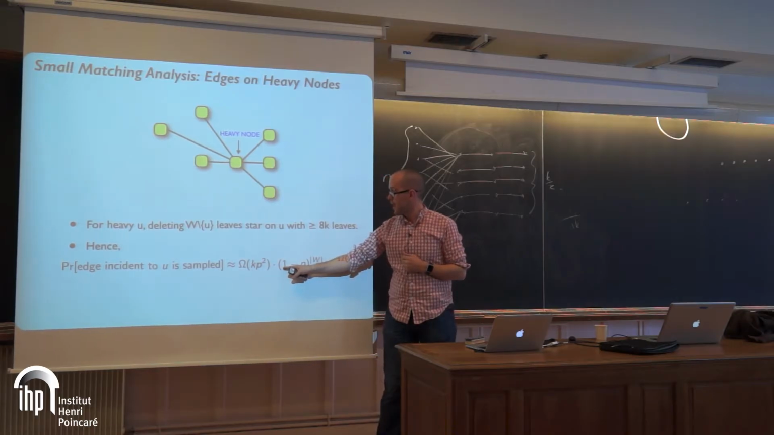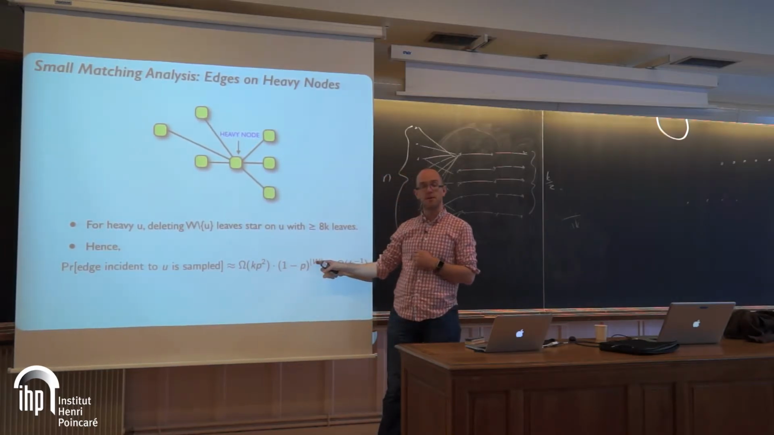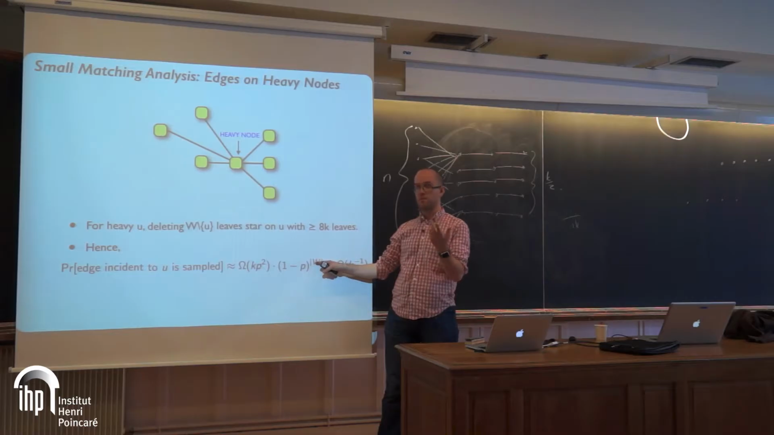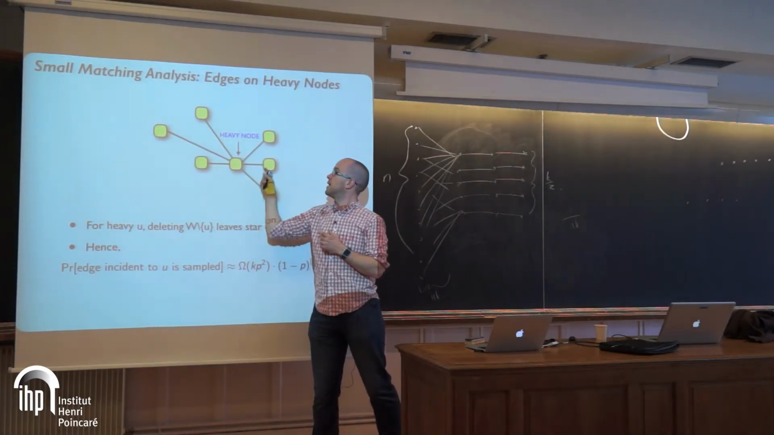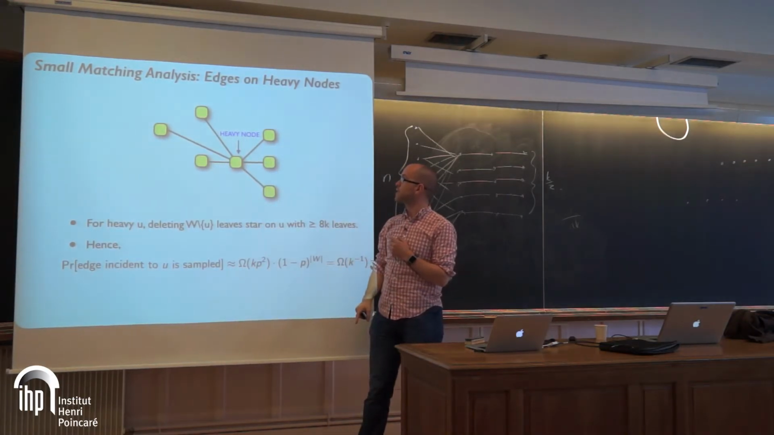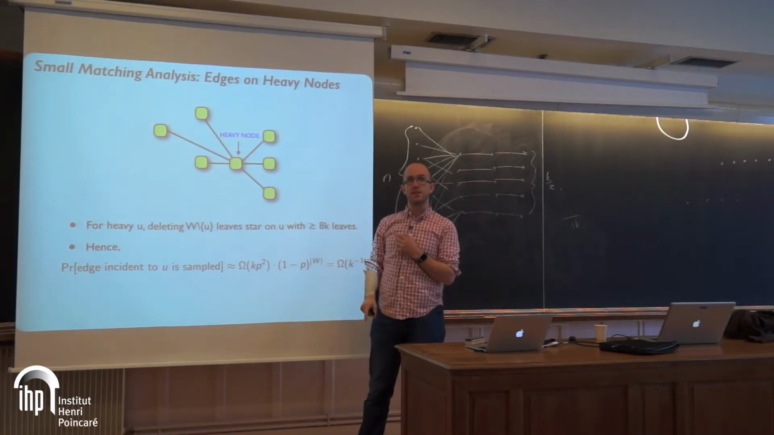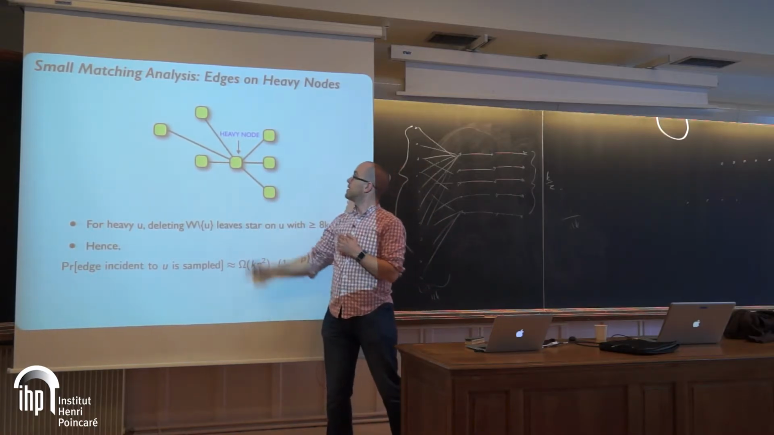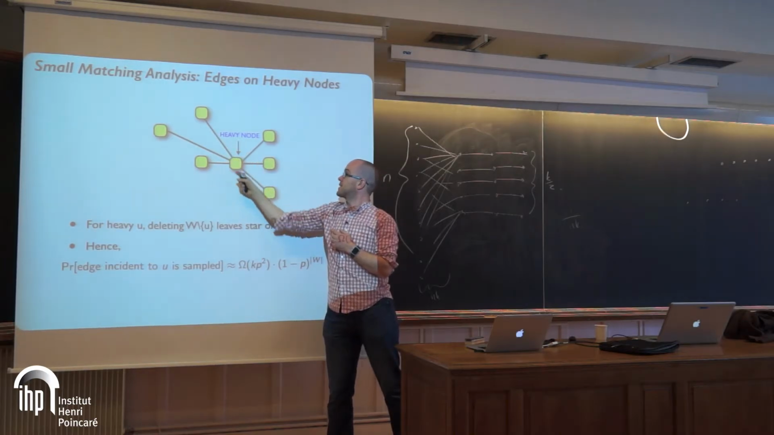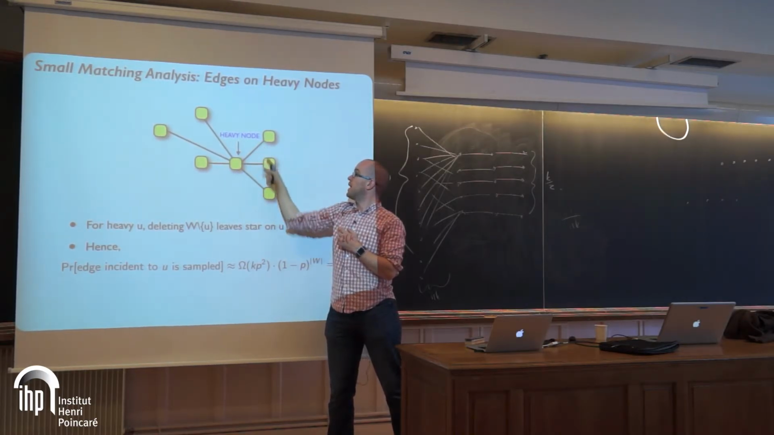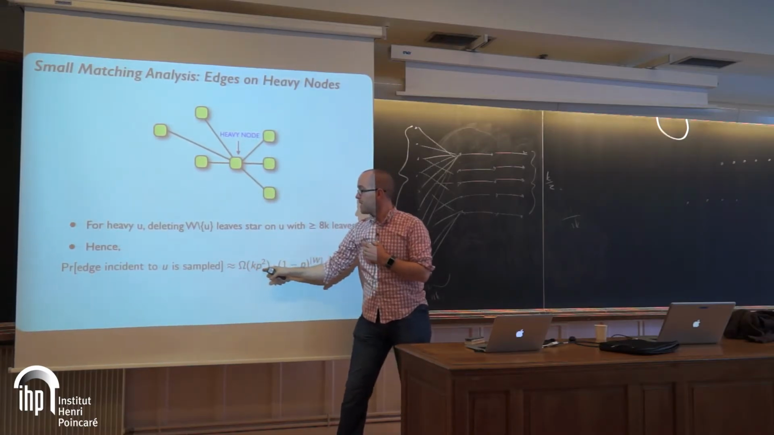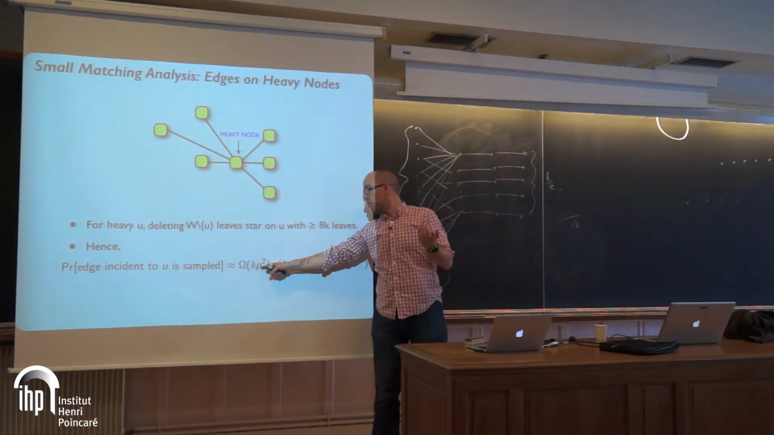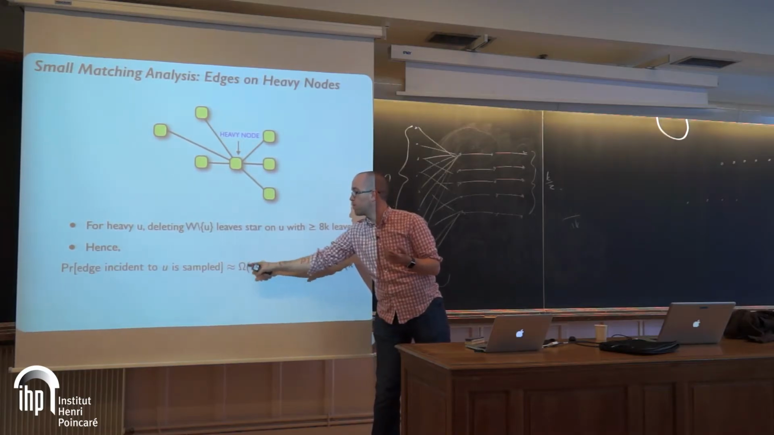So hence, the probability that, when I do one Snape sample, an edge incident to u is sampled is the probability, again, that all these things aren't picked, which is at least 1 minus p to the power 2k, so the vertex cover. And the probability that at least one of these edges is picked is very close to the expected number of edges that were picked.